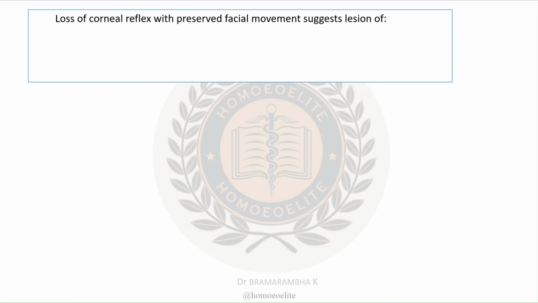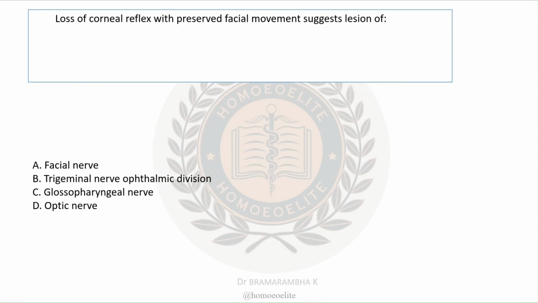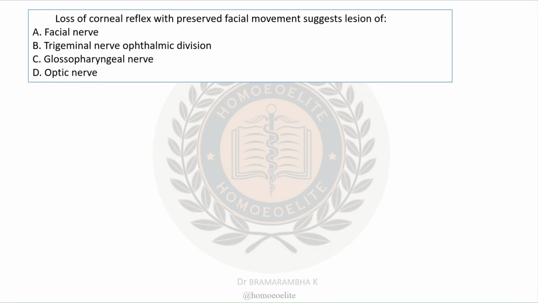So next you have another MCQ. Loss of corneal reflex with preserved facial movements suggests a lesion of which nerve: facial nerve, trigeminal nerve ophthalmic division, glossopharyngeal nerve, or optic nerve? So here, the functions of the cranial nerves become important.